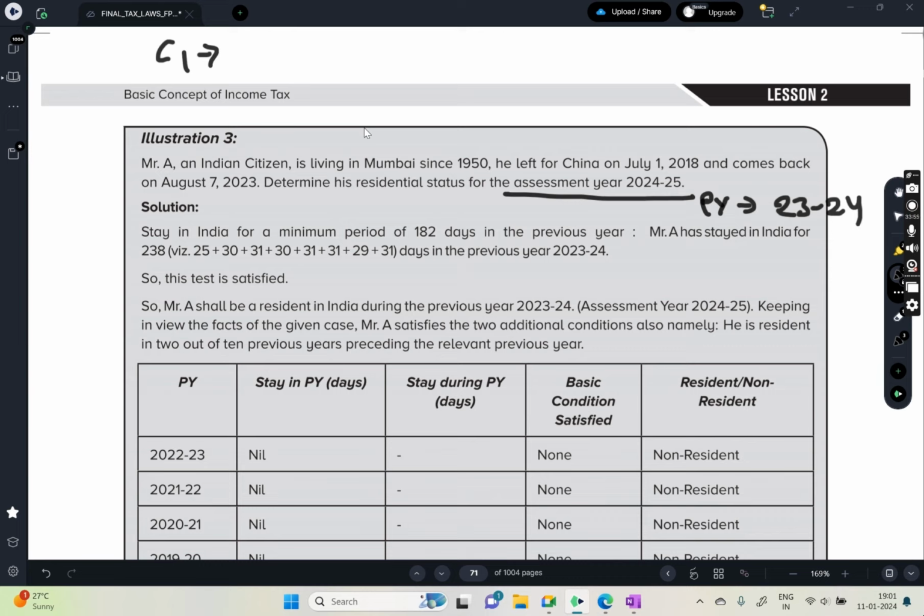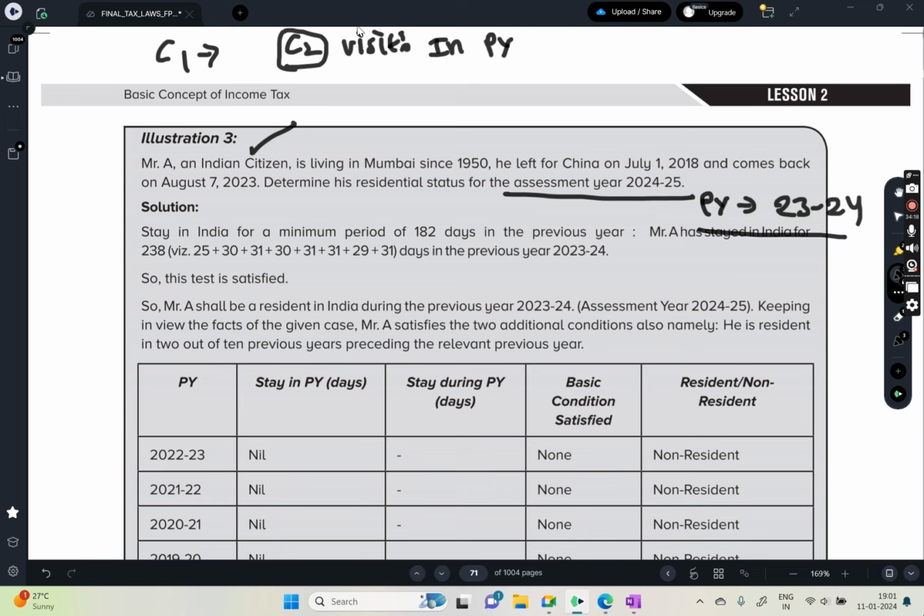Indian origin. Indian citizen, or person of Indian origin. Is it satisfied in this question? Yes, sir. So satisfied. Then condition 2. What is condition 2? Visits India in the previous year.